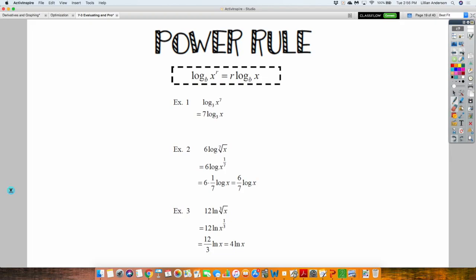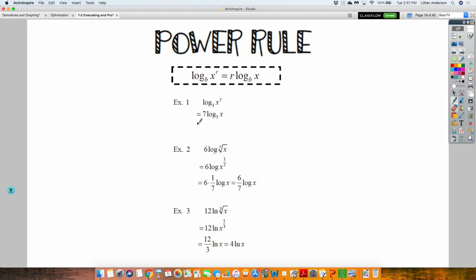Yes. Okay? Power rule. This is when your exponent is being raised to something other than 1. Okay? As you can see, you have a log base b of x to the r. That can be expanded by moving that exponent to the front of that logarithm. So that becomes r log base b of x. And as you can see in these 3 examples, whenever there's an exponent, you bring it to the front. Okay? Number 1 is the most simple, most basic.